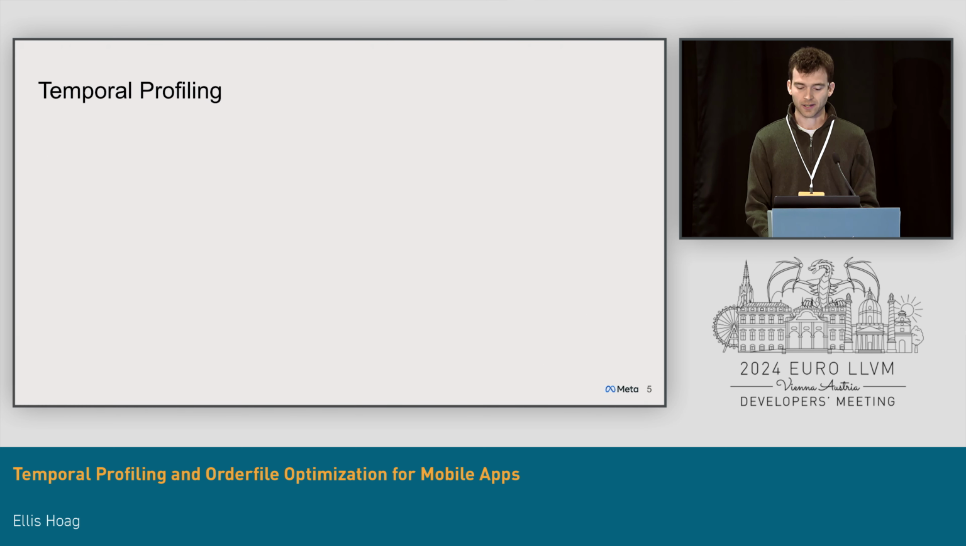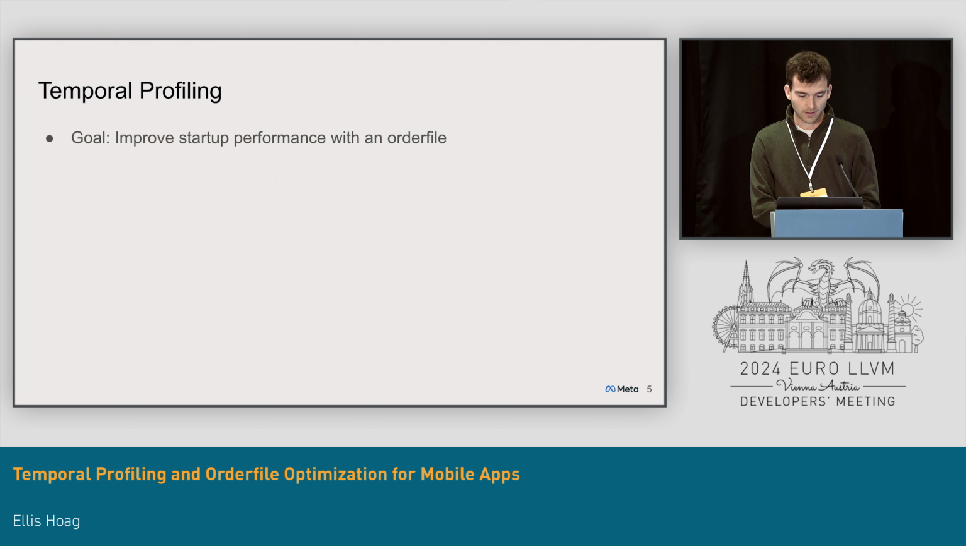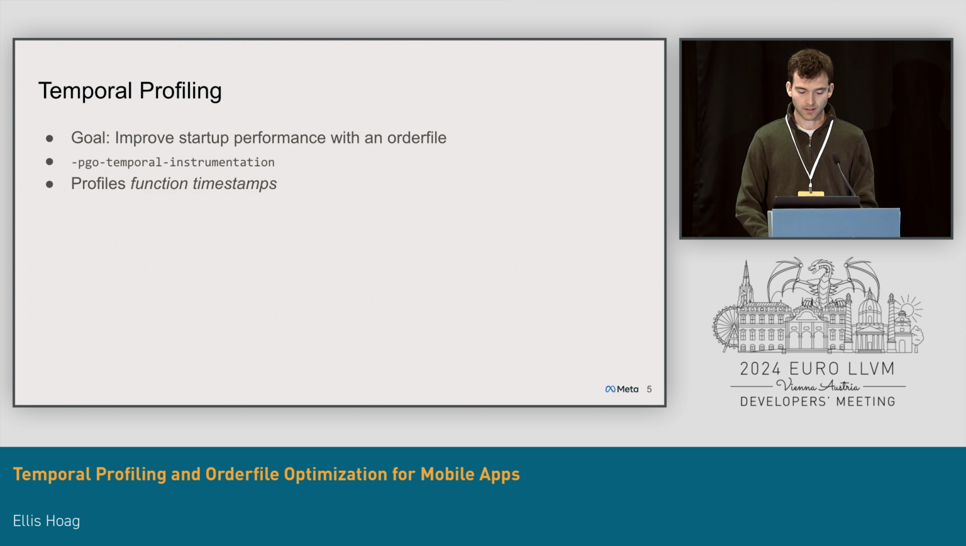So we've extended IRPGO with temporal profiling with the goal of improving startup performance by generating an order file we can use. Temporal profiling is enabled with the pgo-temporal-instrumentation flag. And this tells IRPGO to collect function timestamps at instrumentation time. This measures when each function was called for the first time. It basically profiles the temporal behavior of our functions.